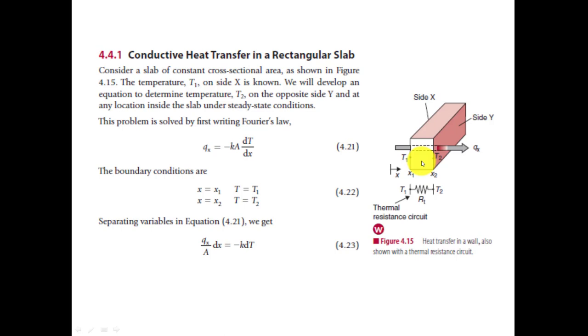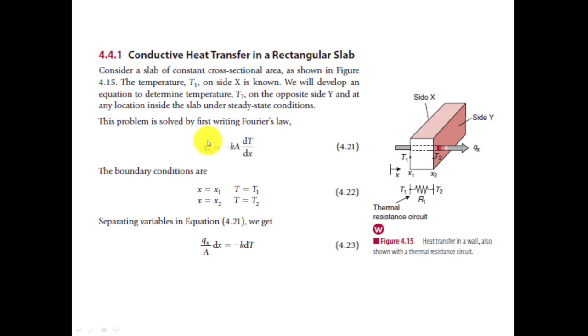We will proceed like this: consider a slab of constant cross-section area. Here the cross-section area is constant, and the temperature T1 is on side X, and we will develop an equation to determine temperature T2 on the opposite side, that is Y, at any location inside the slab under steady state conditions. This problem is solved by first writing Fourier's law, and we have learned that Q is equal to minus KA dT by dx.